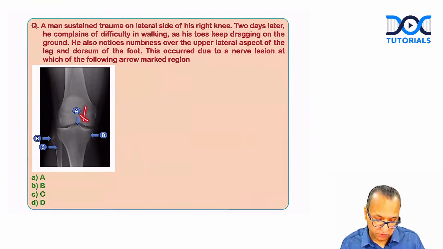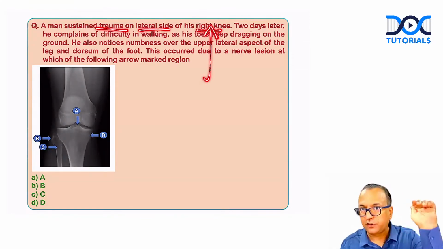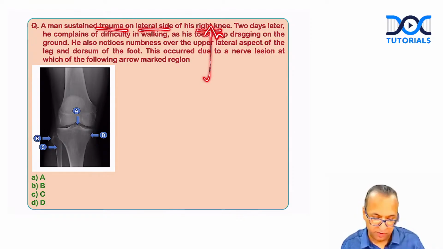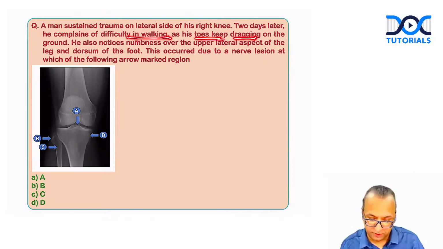Now asking about this type of question: sustained trauma, lateral side of right knee, police lathi charge, Delhi police hitting below the knee. You must have seen what they hit. They hit below the knee, the neck of the fibula, common peroneal nerve, patient has left foot drop, and the patient will lie on the ground. That is what the police lathi charge is about. Remember that. So difficulty walking, toes keep dragging. They'll have a high steppage gait. All of these are MCQs.